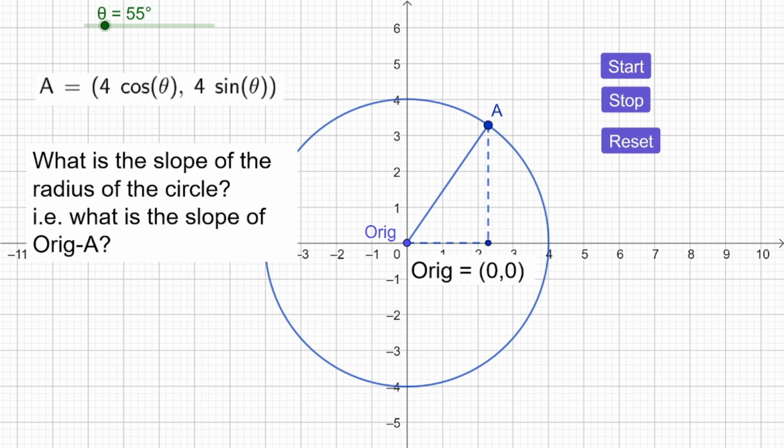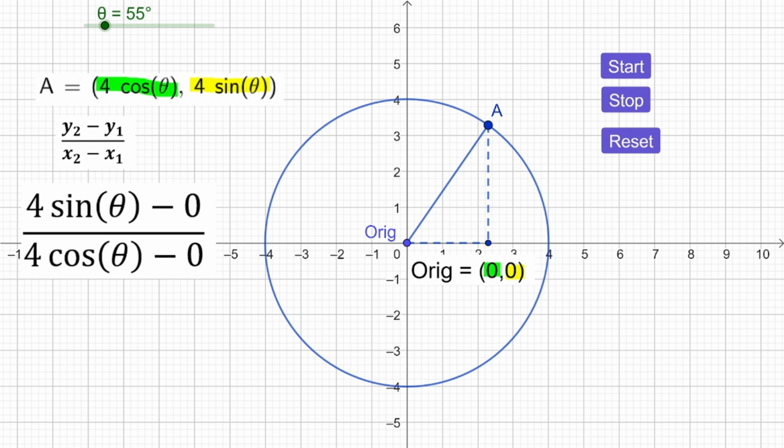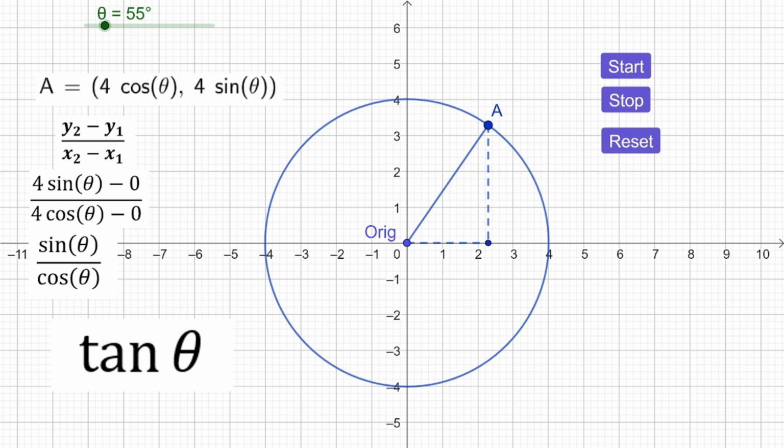Now what about in the case of our circle? We previously worked out that the coordinates of any point are 4 cosine theta, 4 sine theta. So to find the slope between the origin and our point, we can use this familiar formula. So we'll end up with 4 sine of theta minus the yellow 0 and 4 cosine of theta minus the green 0. And that gives us 4 sine theta over 4 cosine theta. Cross out the 4's, and we're left with tangent.